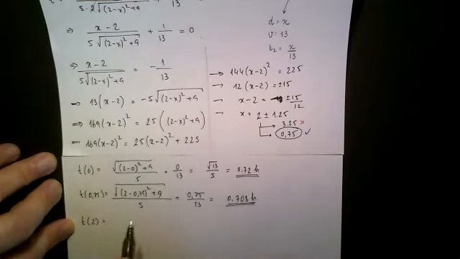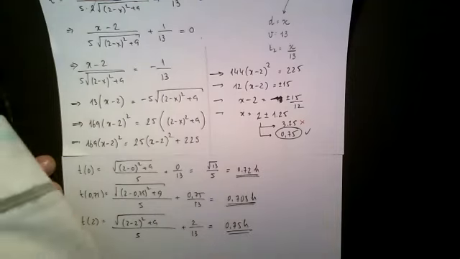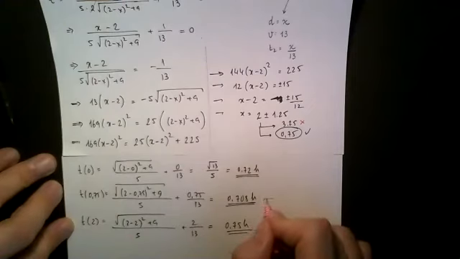And when, let's see, when x is 2, square root of (2 - 2)² + 9 over 5 plus, and x is 2, so 2 over 13. So 3 over 5 plus 2 over 13, so 0.75 hours. And so as you see, this is the minimum.